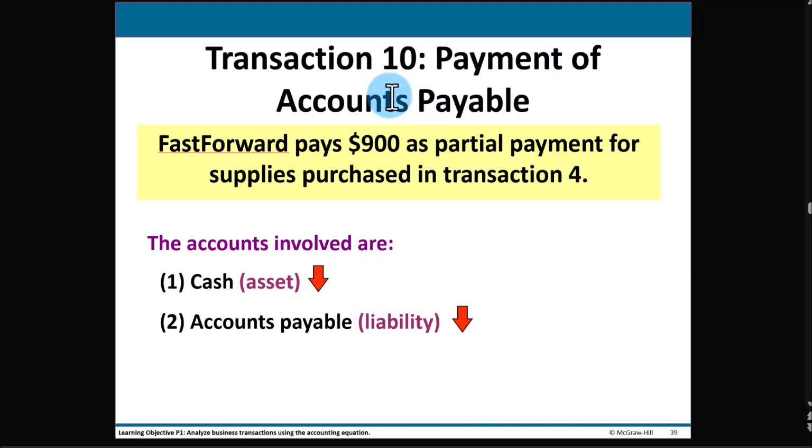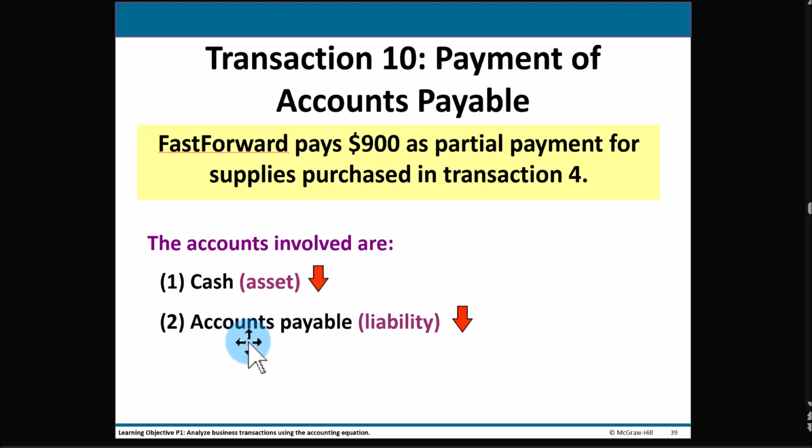Transaction 10, if you remember we had bought those supplies a while ago and didn't pay our bill, so we owed $900. Well, now we're going to pay off that $900. Again, you identify the accounts you're going to be changing. One is, of course, cash going down, and the other is not supplies. That was already recorded when you first bought the supplies.